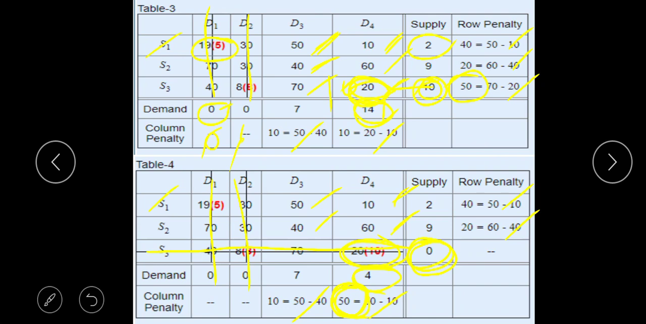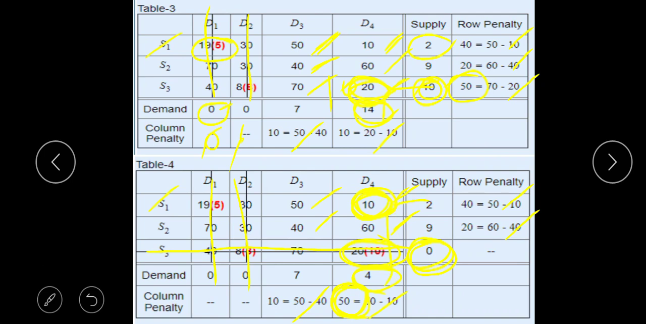And corresponding to 50, so D4 column we need to allocate now. We have to allocate to this cell which is having 10 rupees. This is the least cost. Now compare the demand. Demand is 4 units, supply is 2 units.